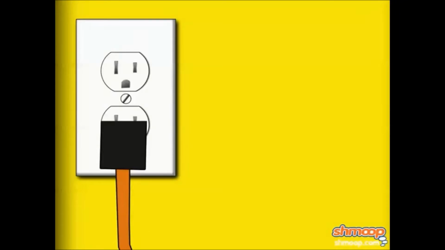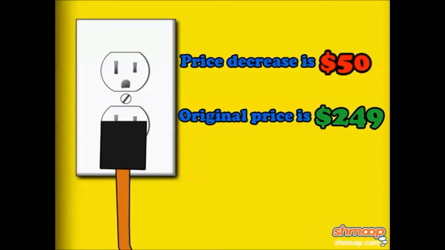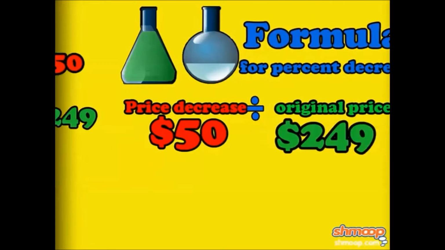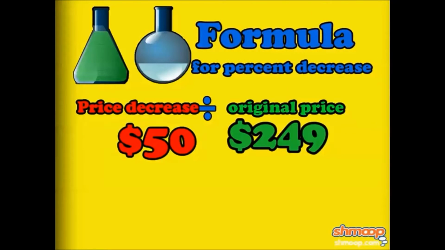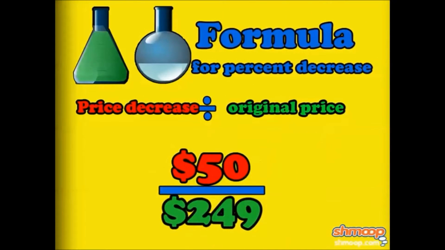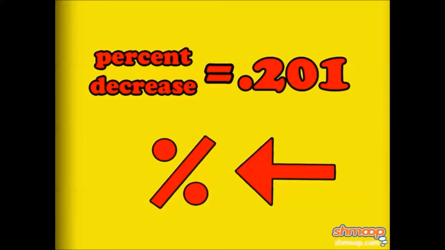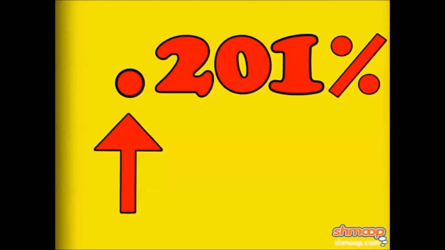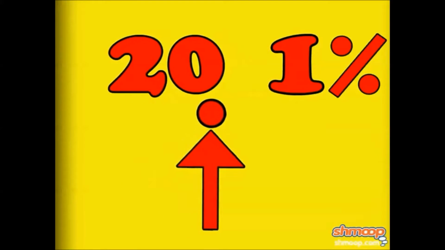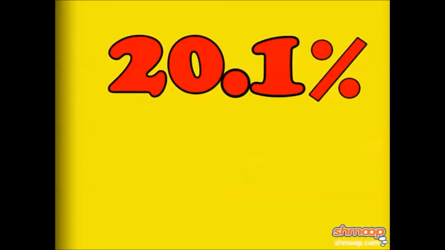Now let's plug in the numbers we know. Price decrease is 50, original price is 249. So this gives us our formula. Percent decrease equals 50 divided by 249. And that gives us 0.201. But we're looking for a percent. To convert it to a percent, just move the decimal point over 2 places to the right. So the percent decrease equals 20.1.